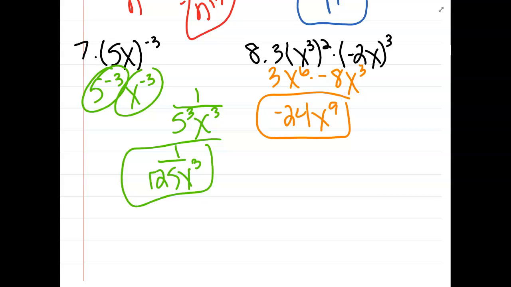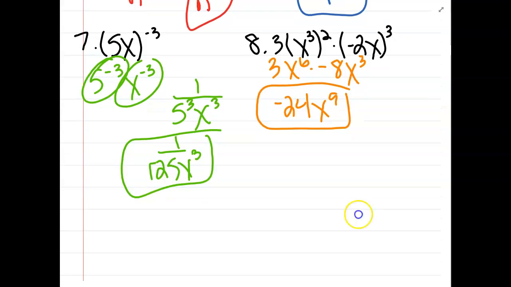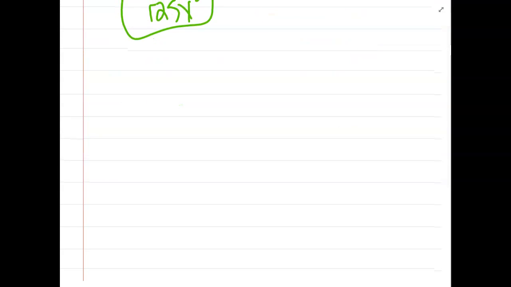Now remember, we can't leave an answer with a negative exponent. That's not a negative exponent, that's just a negative number. No problem with a negative number, just can't have a negative exponent.